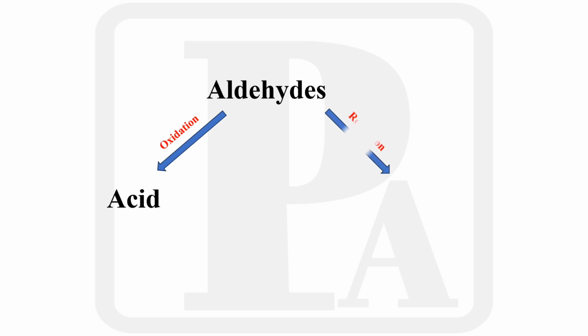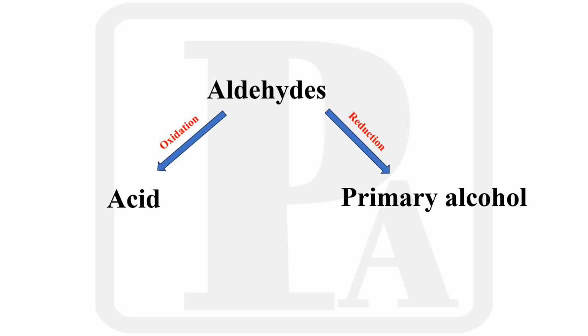We have known aldehydes can undergo oxidation and reduction. So aldehydes on oxidation give an acid, and on reduction give a primary alcohol. That's why in the case of crossed Cannizzaro reaction we are getting two products. One is the oxidized product, that is an acid, another one is the reduced product, that is the primary alcohol. Here we are getting the acid as a salt of carboxylic acid.